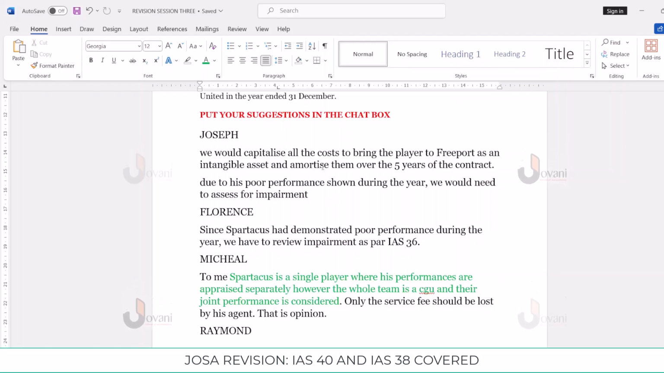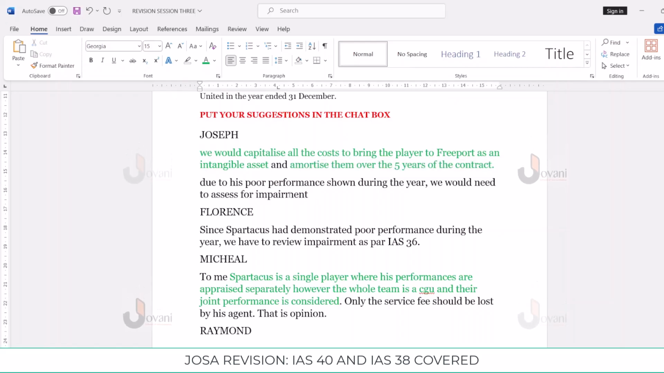Joseph says we would capitalize all the costs to bring the player to Freeport as an intangible asset. This is amazing. This is okay. Good observation. And amortize them over the 5 years. Perfect. But Joseph, since there are figures in this question, you must give those figures. Out of those figures that you see, how much should be capitalized? Then tell us we should capitalize this much. Then after getting that amount, you amortize by dividing by 5, so that you get how much should be charged as amortization expense.